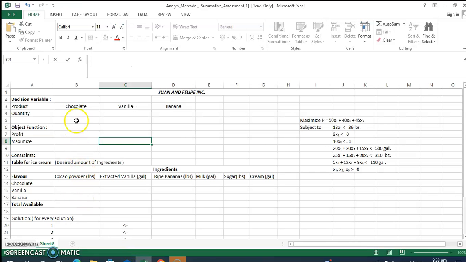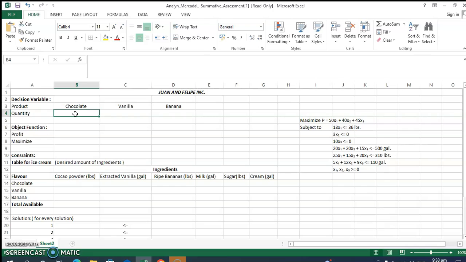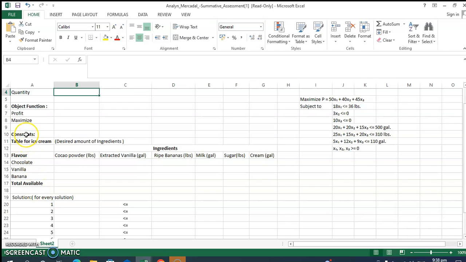So, these are the formulas to get the maximized profit, subject to constraints. So these are the formulas we're going to use.